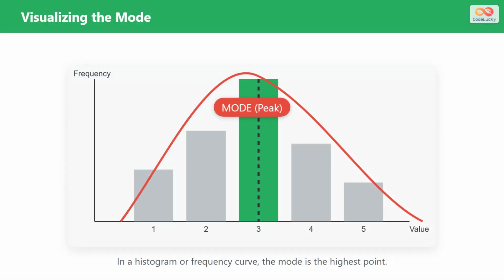When we look at data graphically, using a histogram or a frequency curve, finding the mode is intuitive. You just look for the tallest bar or the highest point on the curve. That peak represents the value with the highest frequency.